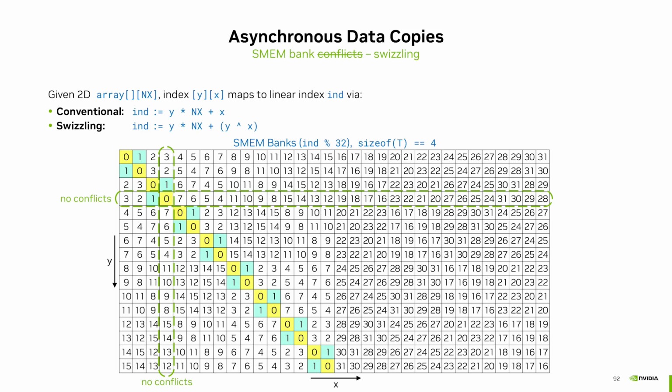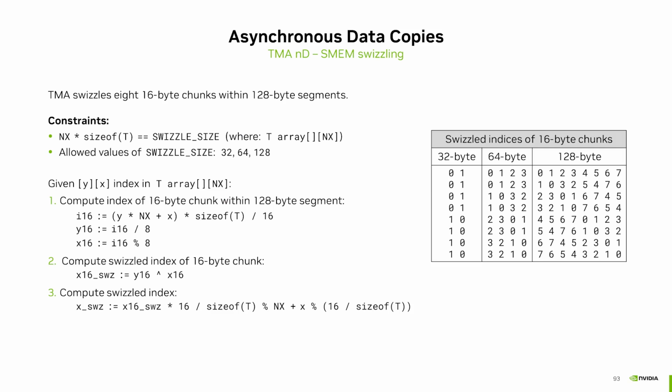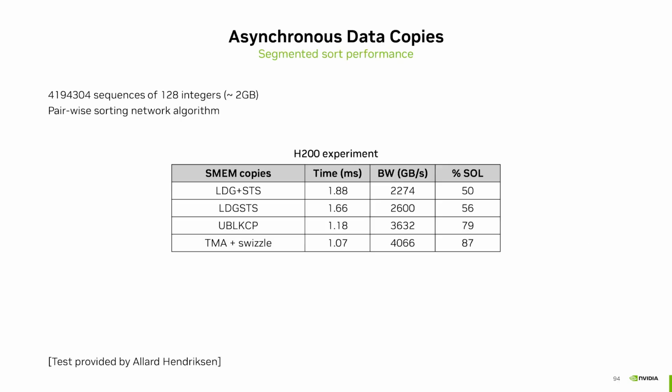So first of all, the number of columns in your array times the size of your type can be only one of three numbers: 32, 64, and 128. And TMA always operates on 16-byte chunks of data, so it swizzles 16-byte chunks within 128-byte segments. Here is basically a computation of the swizzled index, but I just want to show you this table. It shows the swizzled column index of a 16-byte chunk. And this pattern repeats after 8 rows.